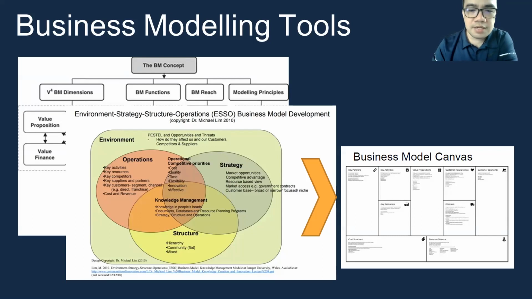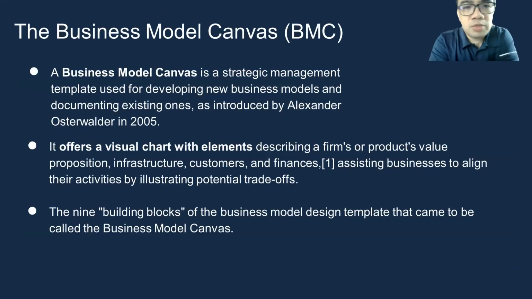And there was this guy in 2005. His name is Alexander Osterwalder. He developed this business model canvas that became very, very popular today. This is a strategic management template used for developing new business models and documenting existing ones if you don't have one. For a startup, this is a very good tool. This is just a tool. It will not guarantee that once you run a business because you have a business model canvas, you will be successful immediately. No, it's not. It's just a tool.